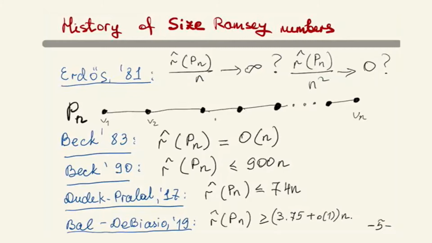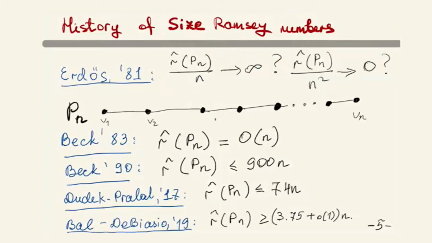He asks whether it's of order omega of n, so it's like much higher order than linear. Superlinear. Yeah. And this one is saying, is it subquadratic? So he asked these two questions.